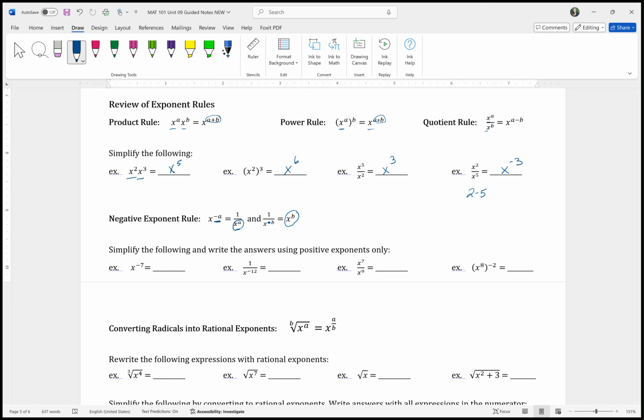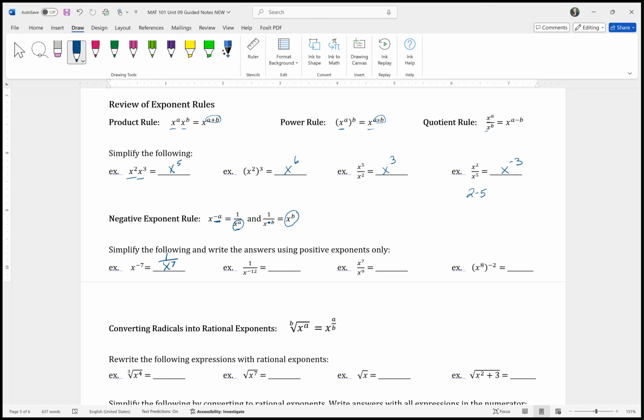Okay, so let's simplify the following by just writing them as positive exponents only. So if we have x to the negative 7, a negative crosses the fraction bar with that expression. So we're going to make this be in the denominator now, but with a positive, which means on top you're putting a 1. Okay, we just need a placeholder there.